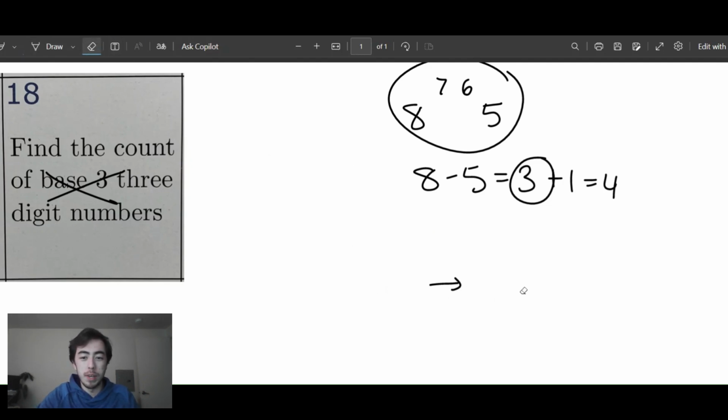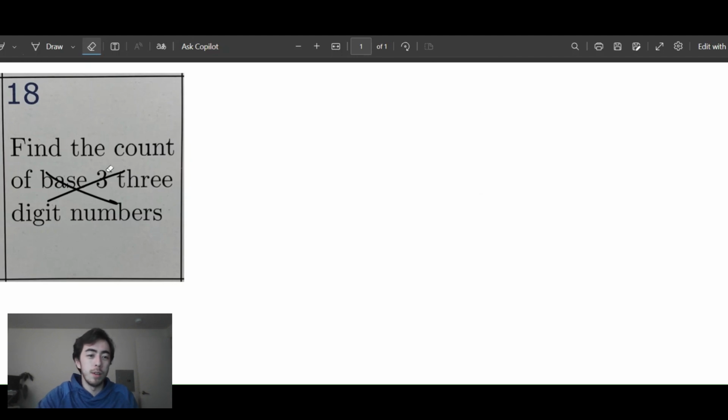So if we were doing this with base 10 numbers, we have 900 three-digit numbers. However, this is in base 3. That felt a little big. 900 three-digit numbers? I guess that makes sense. I counted them all. I'm just kind of surprised that in base 3, we're going to have so much fewer. We're only going to have 18 of them. So let's figure out why.